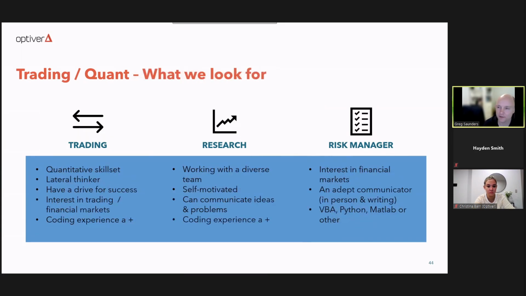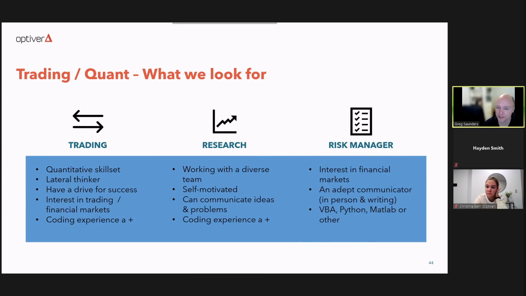In terms of what we're looking for in those roles, for a trader, you're looking for quantitative skills, mathematics, science, engineering, that sort of thing. You need to be able to think outside the box. You really need a drive to succeed. You need to be able to push yourself in that role. And it's generally pretty beneficial if you have an interest in trading and financial markets. Coding experience is not so important for that role, although if you do have it, it's certainly beneficial.